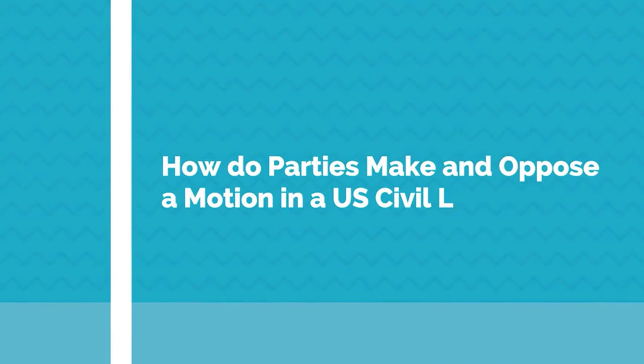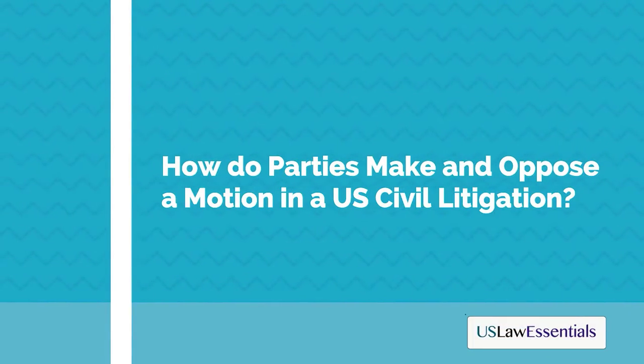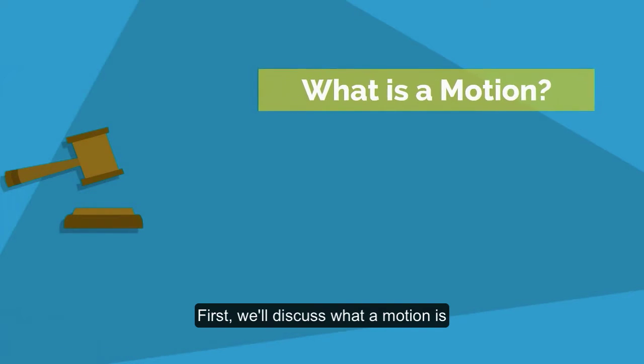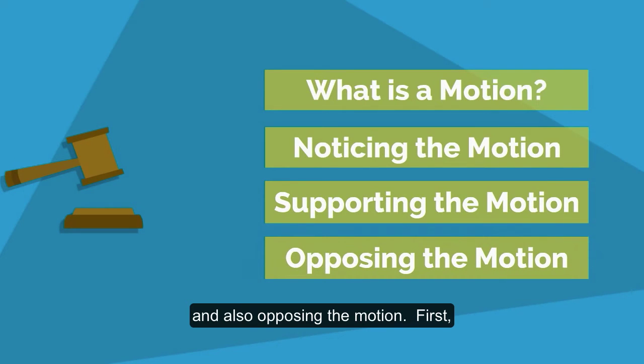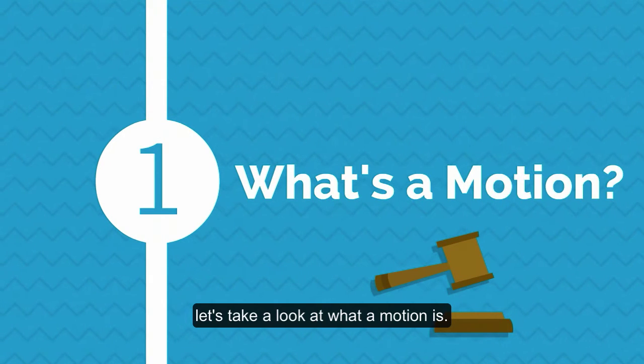In this video, we'll discuss the steps to making a motion in the United States. First, we'll discuss what a motion is, then noticing the motion, supporting the motion, and also opposing the motion. First, let's take a look at what a motion is.